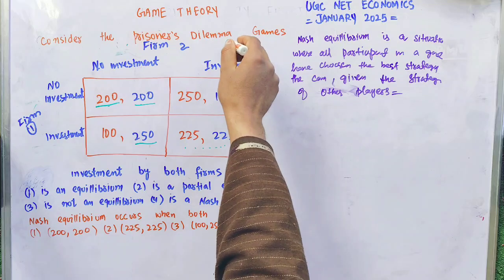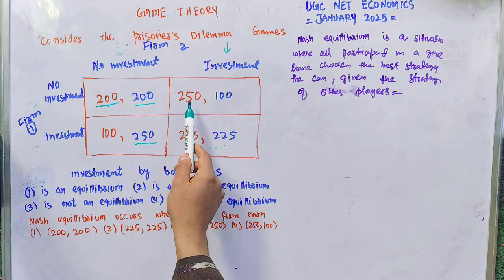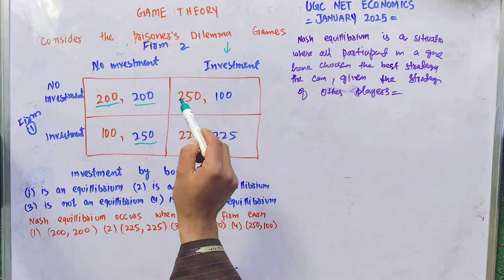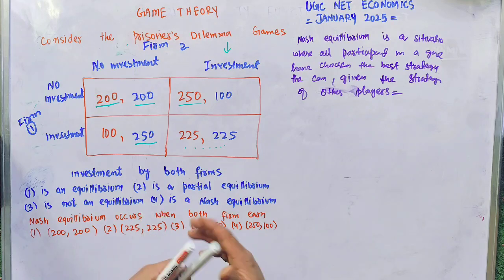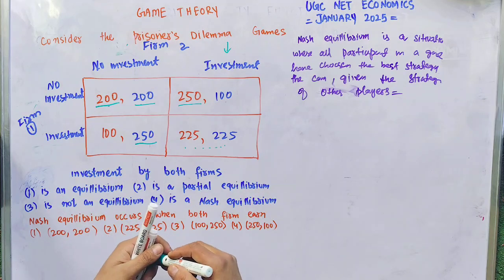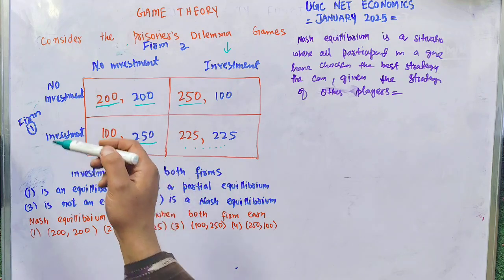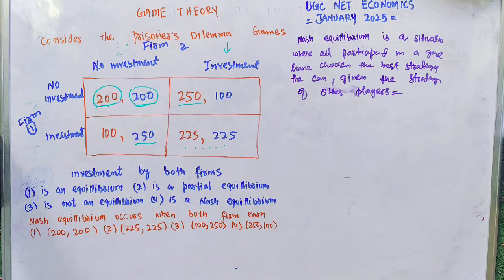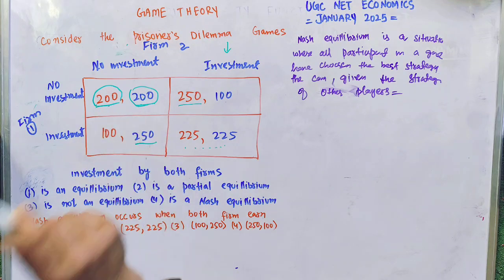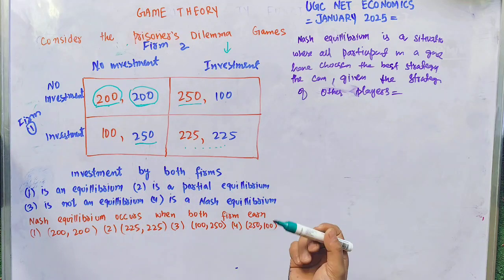Similarly, when firm 2 chooses to invest, again firm 1 has two options, either to choose no investment or investment. Obviously 250 is greater than 225, so she will choose this. Now why does a Nash equilibrium in this payoff matrix exist? It exists where both the cells are underlined or encircled, whatever you call this. So here you can see this 200 and this 200 both are underlined. That means for this game our Nash equilibrium will be 200 and 200. That means if both firms choose no investment, they get a Nash equilibrium.